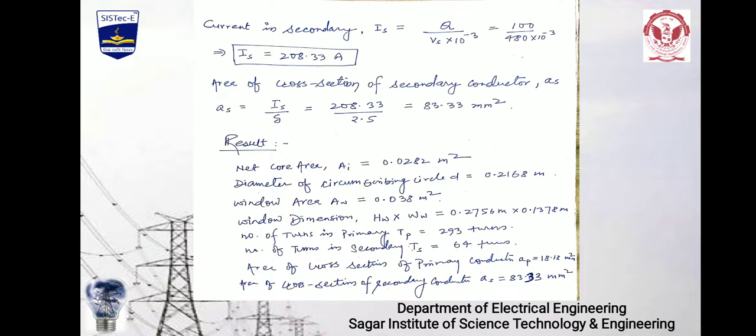Current in secondary, that is Is, is equal to Q upon Vs into 10 raised to power minus 3. Put the values, and you will get Is is equal to 208.33 ampere. Now the area of cross section of secondary conductor, represented by As, is equal to Is upon delta. You know the values of Is and delta. Put the values, and you will get As is equal to 83.33 mm square. Now you can write all the results at the same place, just for the sake of the examiner or anybody who is checking the solutions, like this. This is all about this numerical problem.